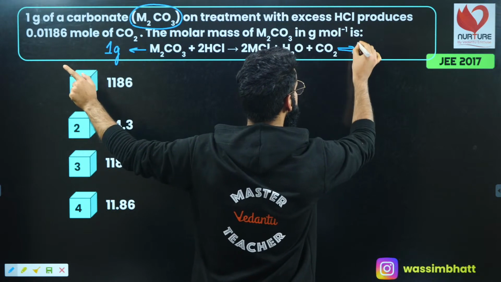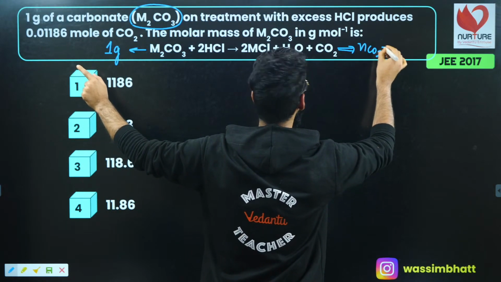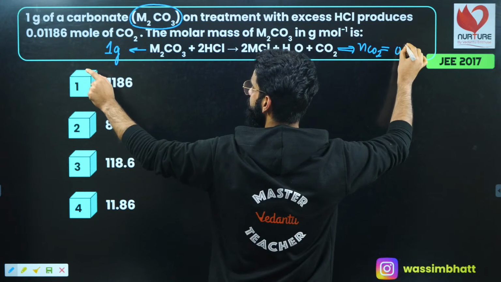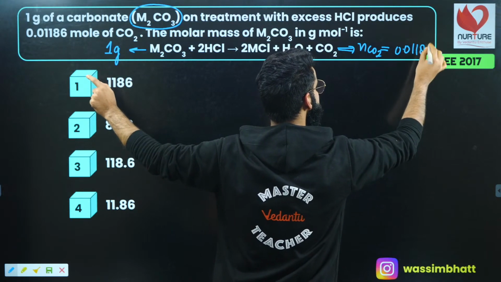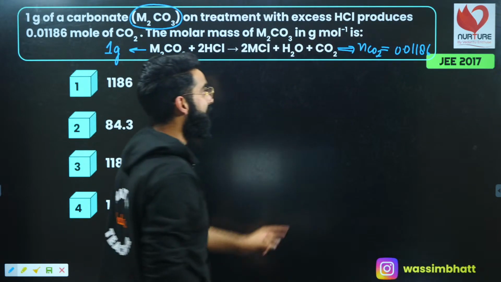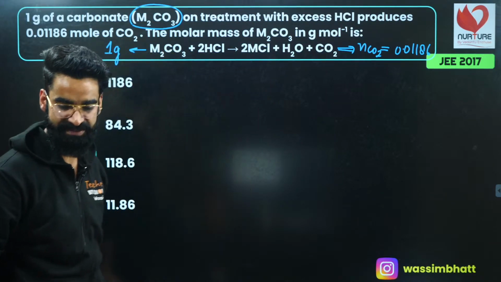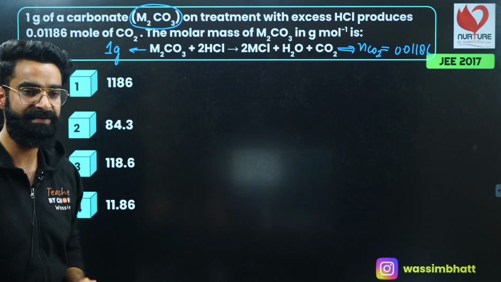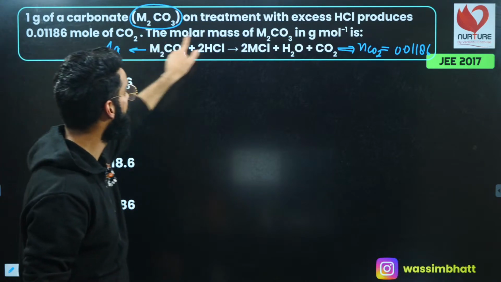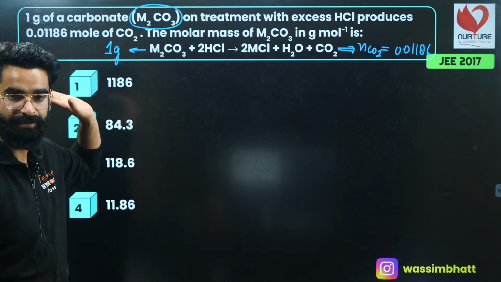As per the question, the number of moles of carbon dioxide getting formed in the reaction is 0.01186. So these many moles of carbon dioxide are getting formed when 1 gram of this metal carbonate reacts with HCl. So what am I supposed to calculate? I need to calculate the molar mass of the metal carbonate.